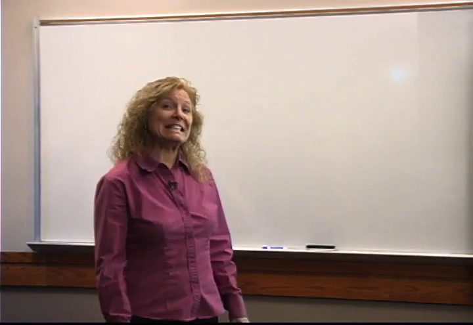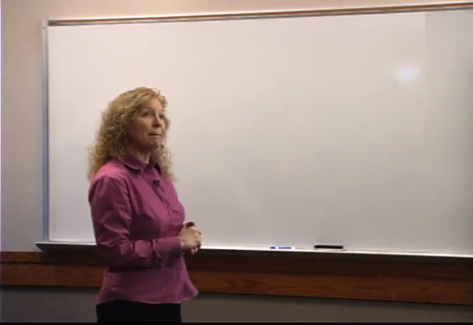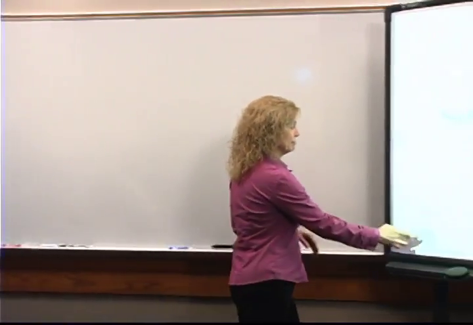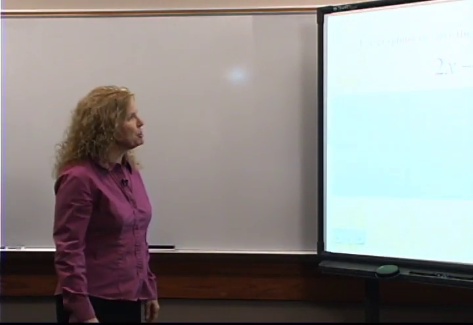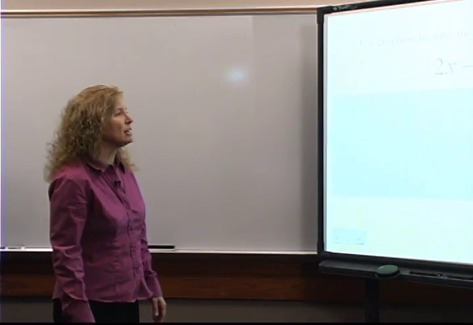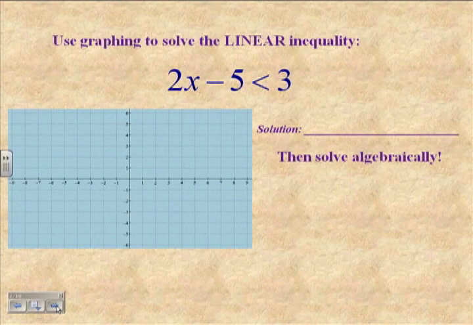Welcome to lesson 18, in which we're going to be solving some polynomial and rational inequalities. We're going to extend the work that we've done in the past with graphing a little bit and then adding on another method along the way. Now, to start out with, one of our easier polynomials is just a little linear equation, actually a linear inequality. I picked one that hopefully you remember from maybe an Algebra 1 class in high school. 2x minus 5 is less than 3.